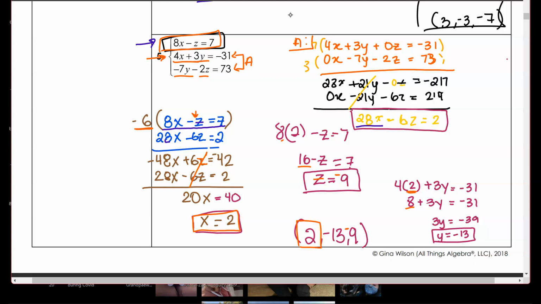I subtract 8 from both sides, and I end up with negative 39. And then I'm going to divide by 3, so I end up with negative 13 as my answer. So our final solution then is x is 2, y is negative 13, and z is negative 9. It looks like my stylus is back to writing.